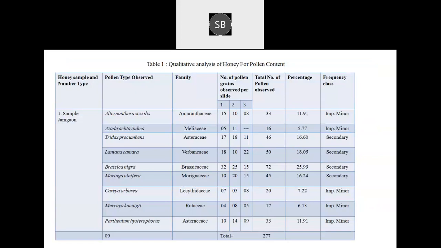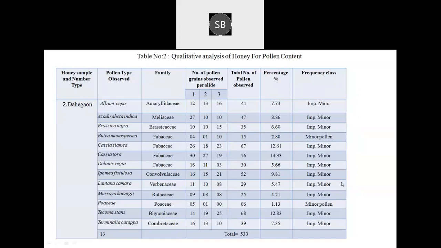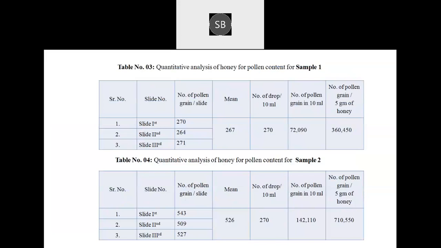Now this is a qualitative analysis of pollen content, which shows 9 plants were identified from the above explained morphological characters. Their percentage was calculated on the basis of the number of pollen observed and the total number of pollen present, and their frequency class was determined. Table 2, which is sample 2: 13 plants were identified. Likewise, their percentage was calculated on the basis of the total number of pollen observed, and their frequency class was determined.